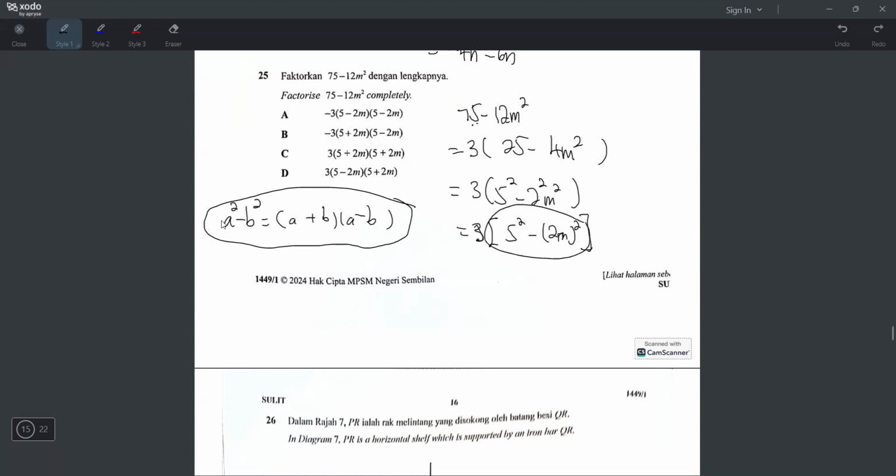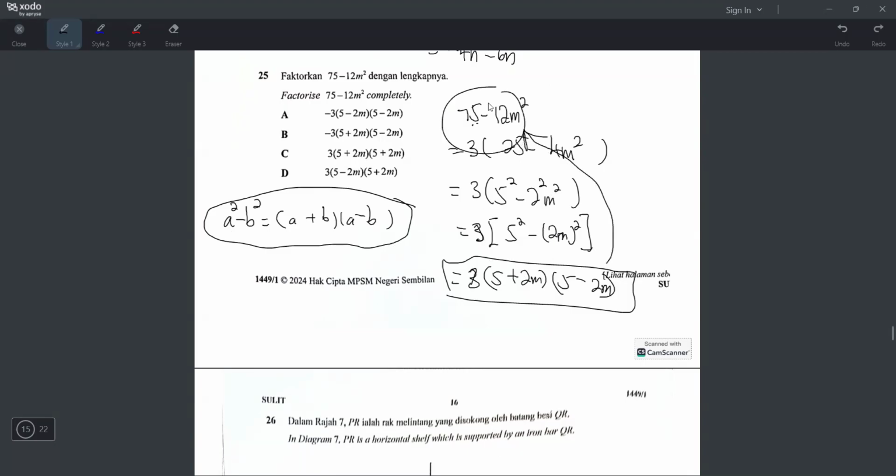And do you realize this one is the same as this? The a is the 5, and then the b is the 2m, right? So now you can open two brackets already. So 3, open two brackets, you write the a b, but for my question, my a is 5, this one is 2m, this one is 5, this one is 2m, and then one plus, one minus, right? So this is the answer. Okay, you don't go and expand. If you expand, you will get back the question, right? So don't do that. The question asks you to factorize.